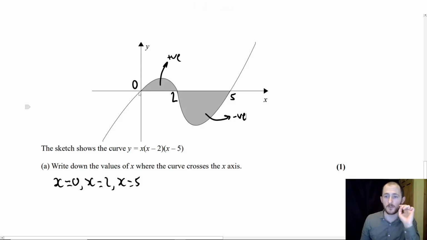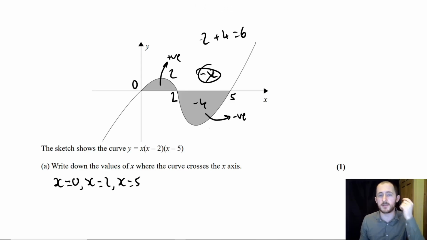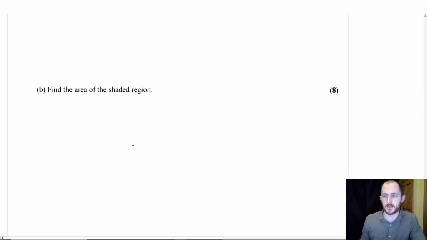You cannot do from 0 to 5 because the positive part and the negative part will cancel. The overall number will be smaller, right? Let's say this is 2 and this is -4. It would tell me that the total area is -2. That's not right. It would be 2 plus 4, which is 6, because areas cannot be negative. Okay? So, let's go through it.